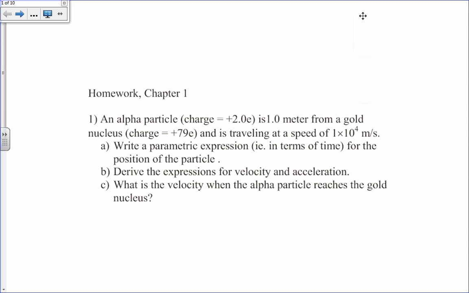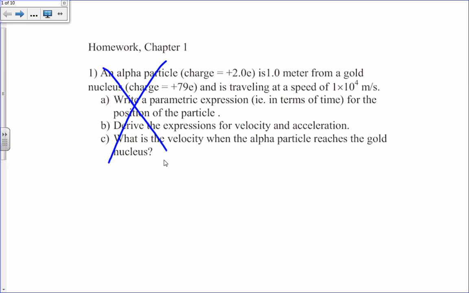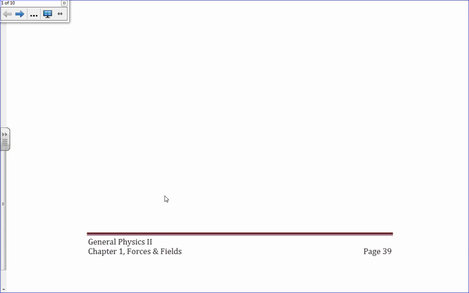Right, this is Physics 202, Chapter 1 homework. This first problem we're going to skip, and I might come back and add something later, but we're going to skip this for now. So let's just go down to problem number 2.